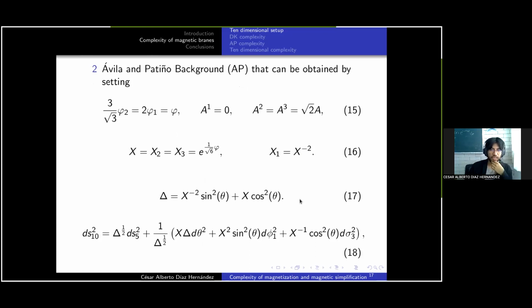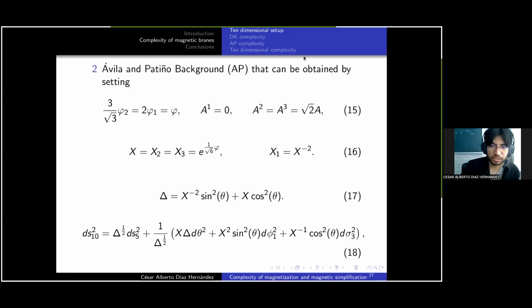And the second one is the Avila and Patiño background. This background was developed by Daniel Avila and Leonardo Patiño. That can be obtained by setting the 2 scalar fields like this, relating to just one scalar field, the gauge 2 and gauge 3 fields all being equal or proportional to just one gauge field, and the gauge field 1 set to 0.